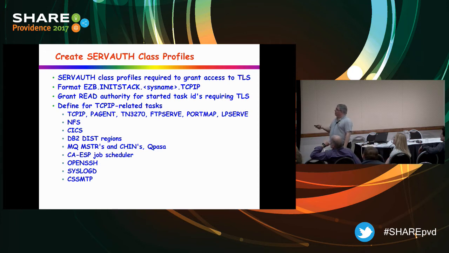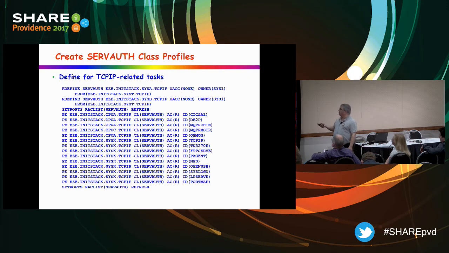So here are the tasks at minimum you need to define from a TCP/IP perspective. But I also found NFS, CICS, your DB2 DIST regions, MQ masters and CHINs, and we use the QPASA monitor, so QPASA also needed it. We run CA-7 as a job scheduler, OpenSSH, syslogd, CSSMTP. If you don't cover all these, you will get, well, here are the RACF commands that I use to generate all that.